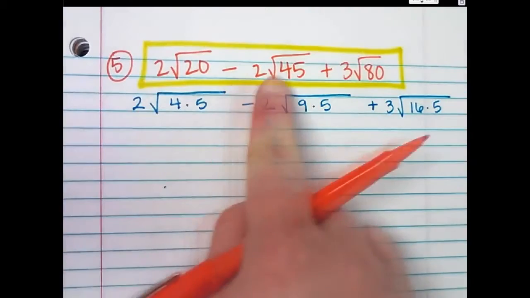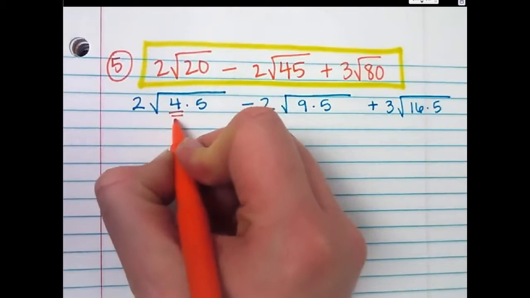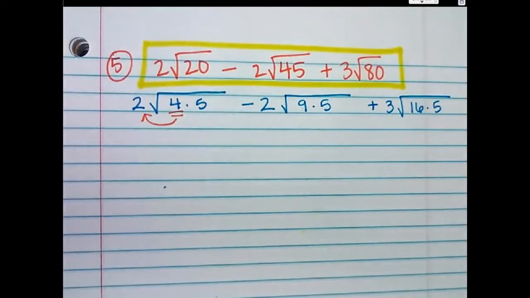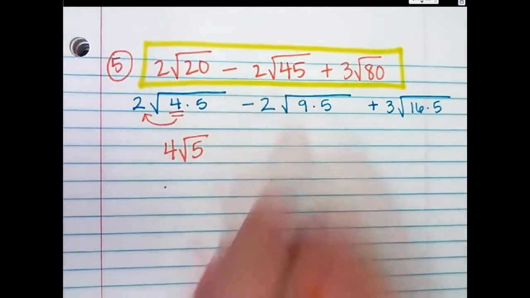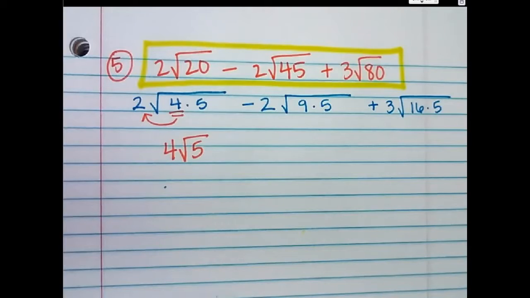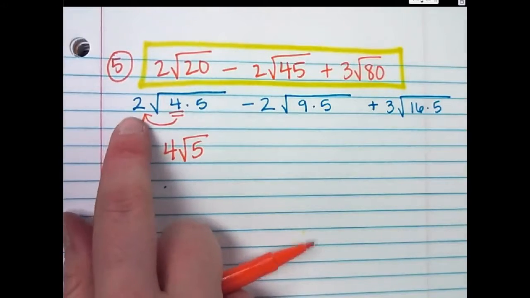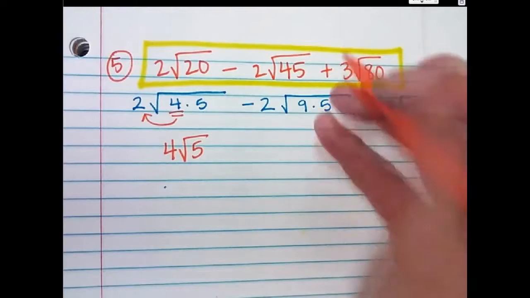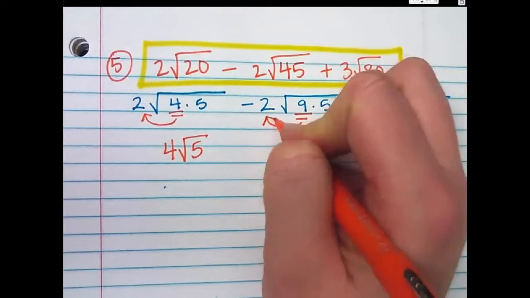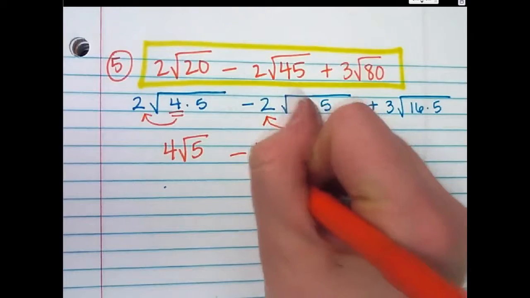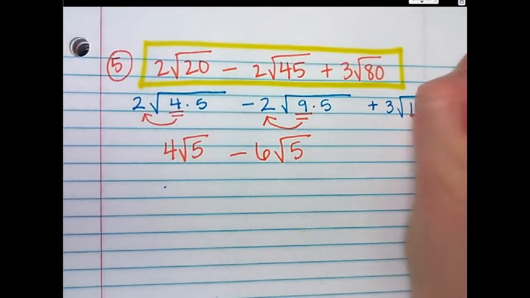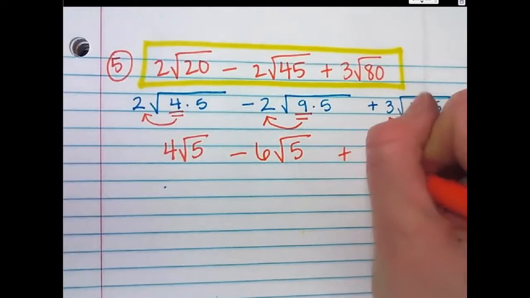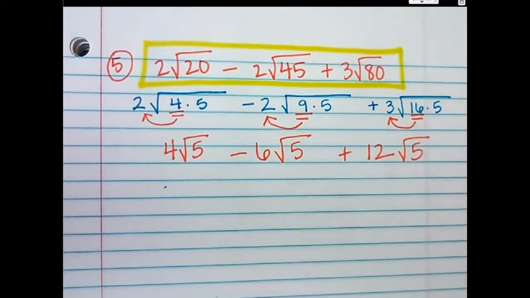Okay, so just make sure you bring those numbers down because now when I pull out this 2, I multiply it. So it becomes 4 square root 5. And that's really where I see the mistakes. Usually people will get this first one and then they miss the ones that are in the middle. So I bring out this 3 and multiply it. Negative 6 square root 5. And then bring out this 4 plus 12 square root 5.